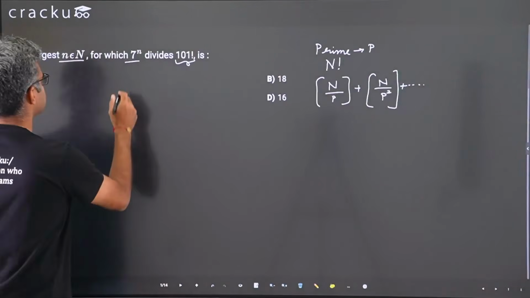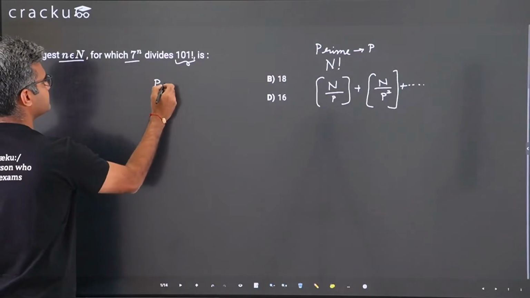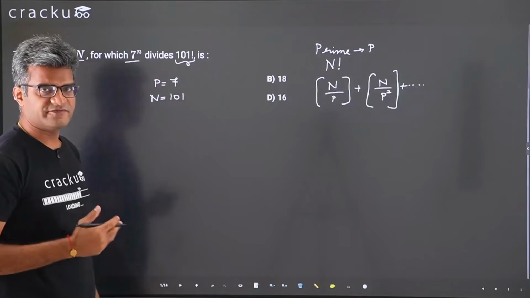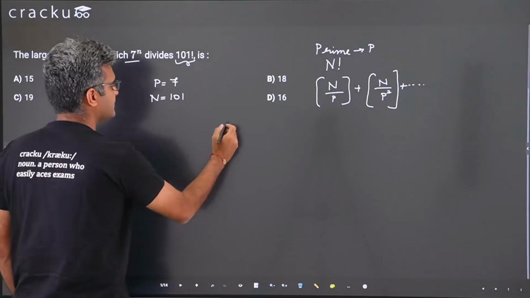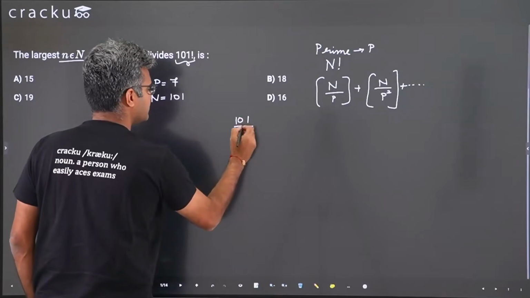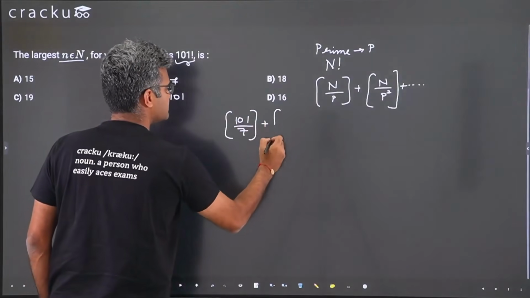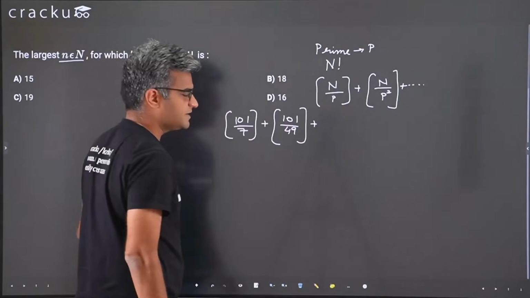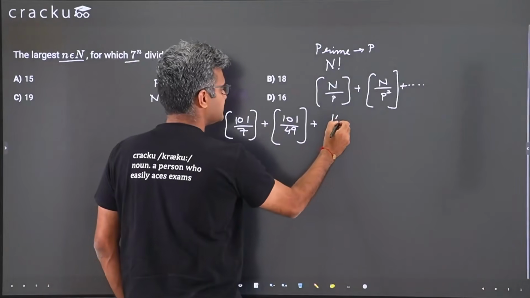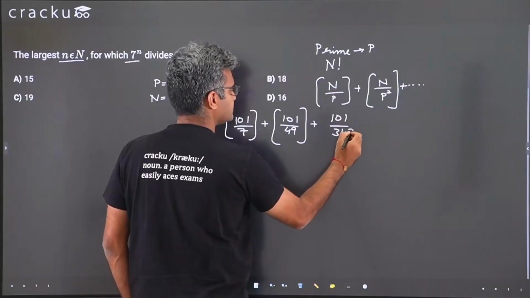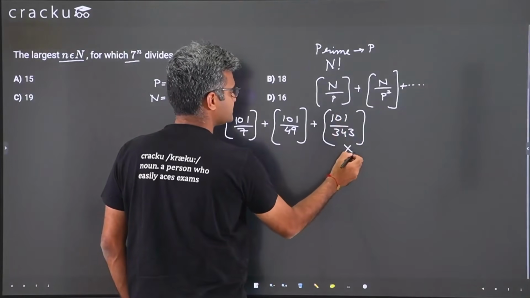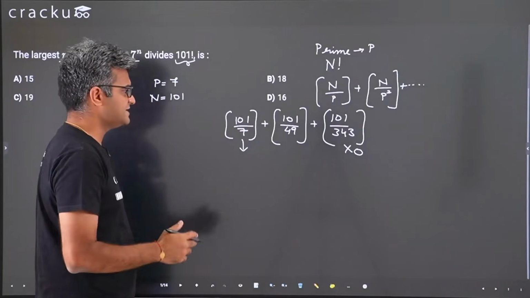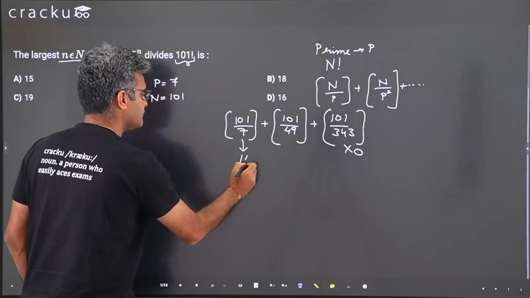In this particular case, the prime number is 7 and the natural number n is 101. So the highest power of 7, which divides 101 factorial, will be 101 divided by 7, take the integer part out, plus 101 divided by 49, take the integer part out, and the third term, which is 7 cube, is actually greater than 101. 7 cube is 343, so this becomes equal to 0 anyway, and all the future terms become equal to 0. 101 divided by 7 is 14 point something, so the integer part will be 14.